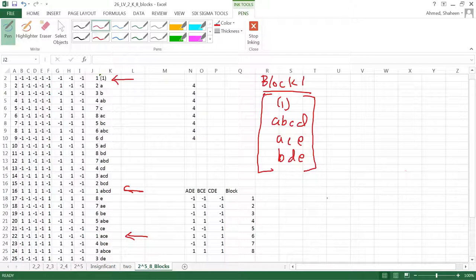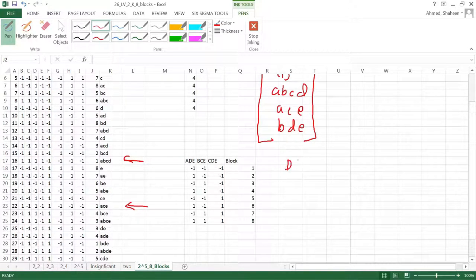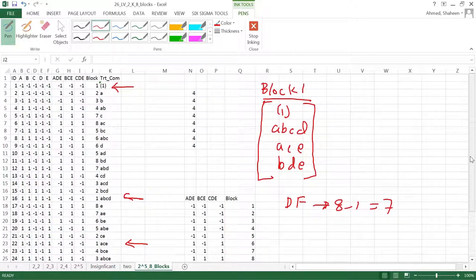I want to explain one more thing here, because if you look at the degrees of freedom for blocks, you got 8 blocks. So degrees of freedom for block is basically 8 minus 1, which is 7. Now, if you see, we have only confounded three higher order interactions. This one, BCE and CDE, they have all 1 degree of freedom. So that is 3. If I add these 3 degrees of freedom, that's 3, and then 7. So I'm actually missing 4. Missing 4 of the combinations of the interactions that are also confounded, and the information cannot be retrieved.